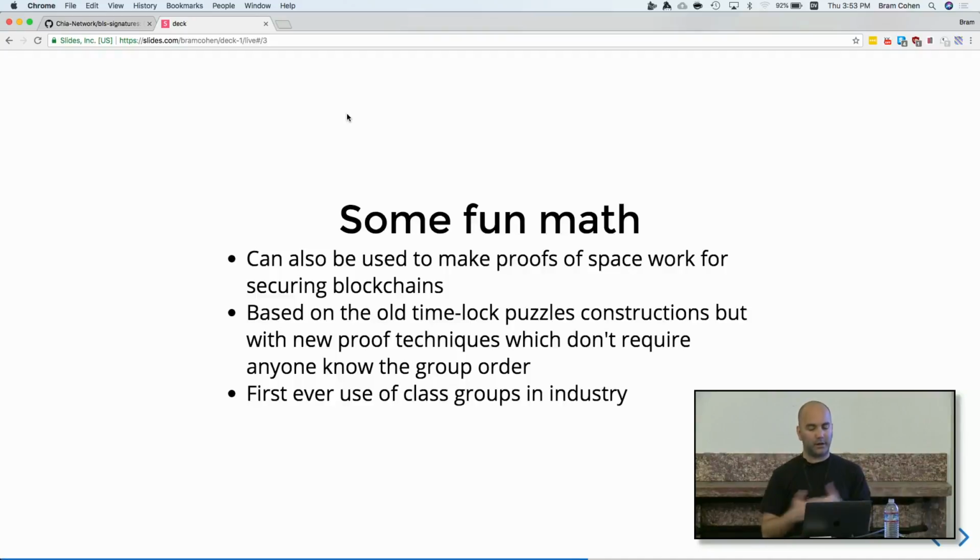Raise your hand if you know what a class group is. That's what I thought. OK. Nobody knows what a class group is. I didn't actually know either. They're something in number theory. Gauss studied them.